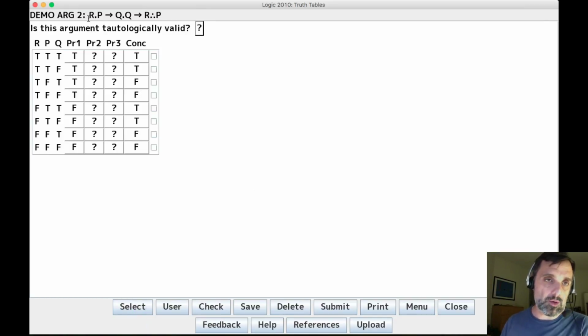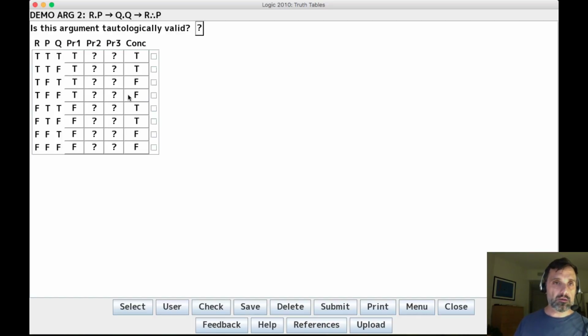Okay. Let's take a look at another problem. Here we have the argument R, if P then Q, if Q then R, P. Again, we can look here and we see on these 4 rows, there's a false premise. So they're not counterexample rows. And on these 2 rows, there's a true conclusion. So they're not counterexample rows. So the only possible counterexample rows are these 2 rows. So let's see, we have a true premise and a false conclusion. So if those both turn out true, we'll have a counterexample.